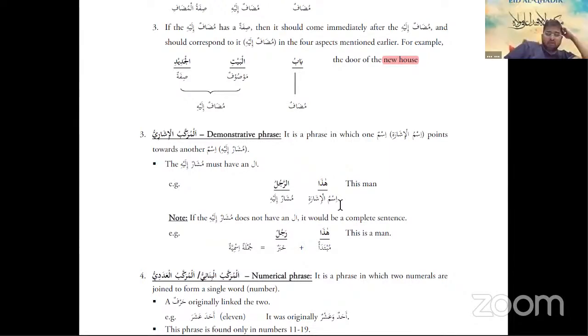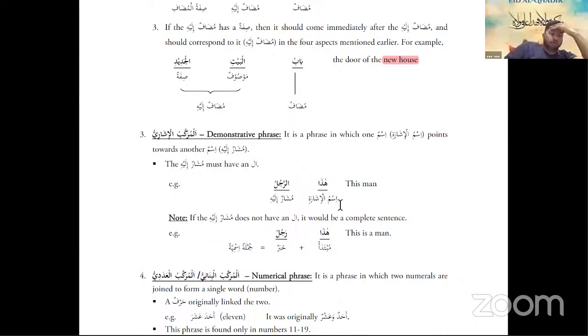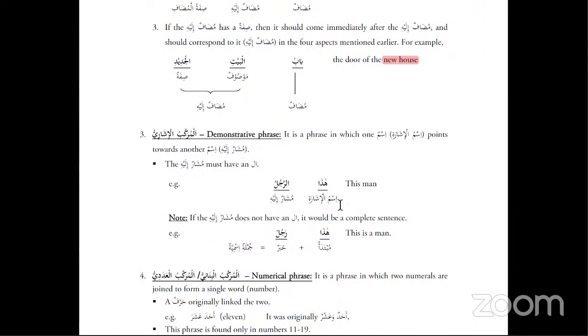Next example, note: if the mushar ilayh does not have an al, it would be a complete sentence. Haza rajulun, mubtada and khabar, jumlatun ismiyyatun. This is a man. Right.